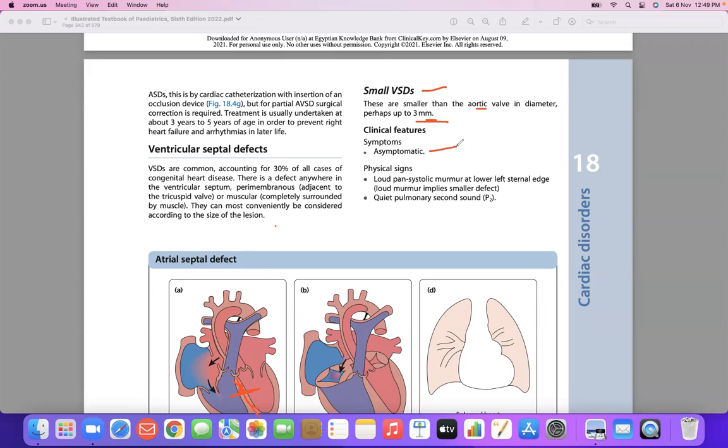They are asymptomatic. So VSDs can be asymptomatic also. You hear loud. The smaller the defect, the louder the sound you hear. Loud murmur implies smaller defect. Loud pansystolic murmur at the lower left sternal edge, and also quiet pulmonary second heart sound. We read that whenever the flow through this is more, you can have accentuated second heart sound. But in the small defects, the flow will not be more, so it can be just quiet.